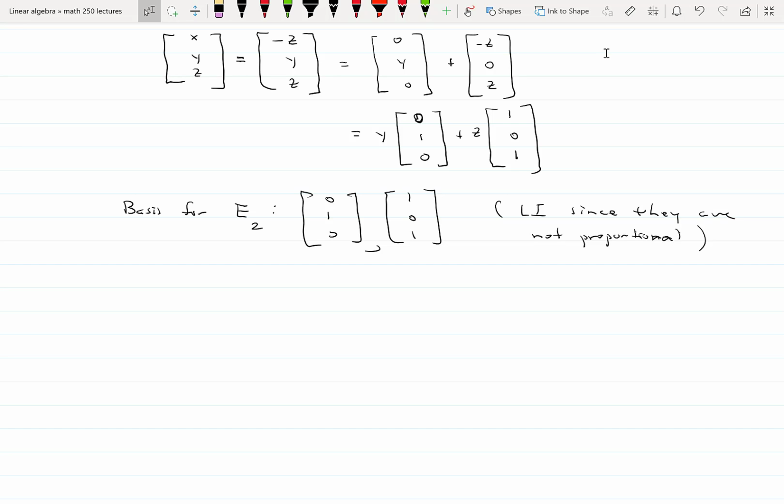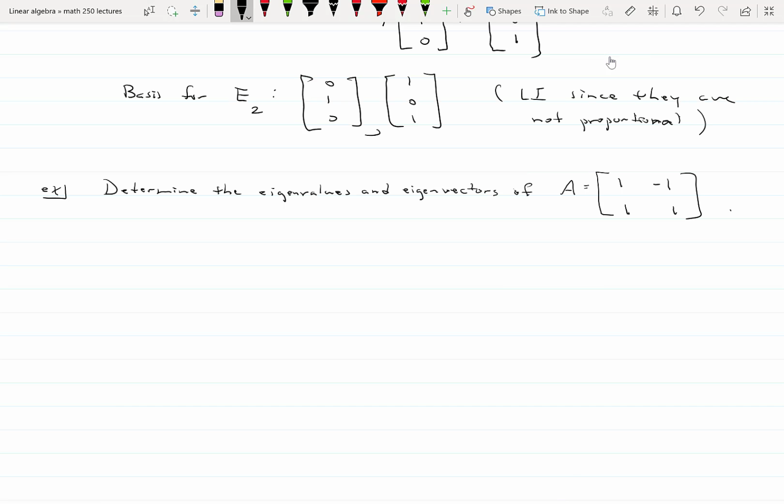So now we're going to change things up a little. We're going to go to another 2 by 2 matrix, but the eigenvalues turn out to be a little different. So here's our problem. Determine the eigenvalues and eigenvectors of the 2 by 2 matrix whose rows are 1, negative 1, and 1, 1. So the first thing we're going to do is set up the characteristic equation to find the eigenvalues.